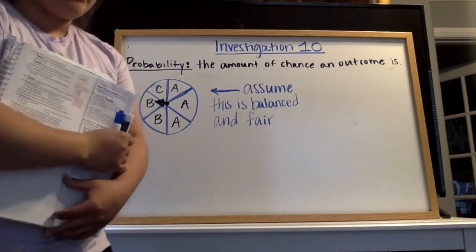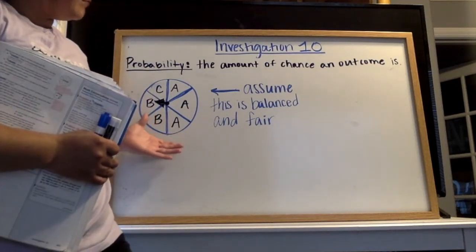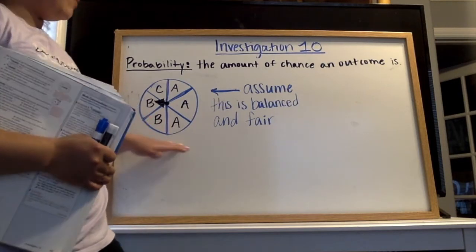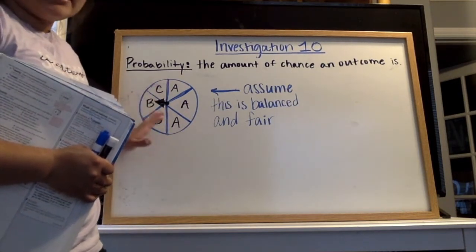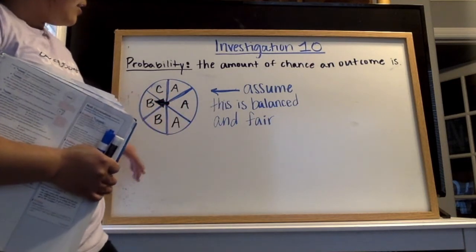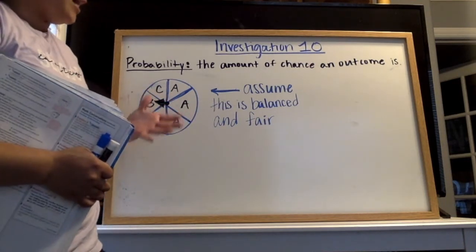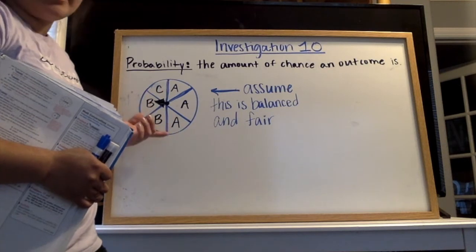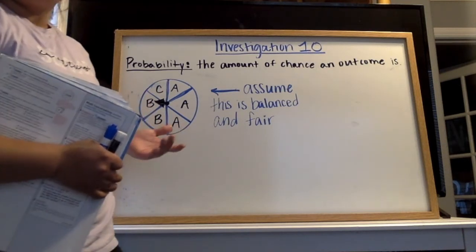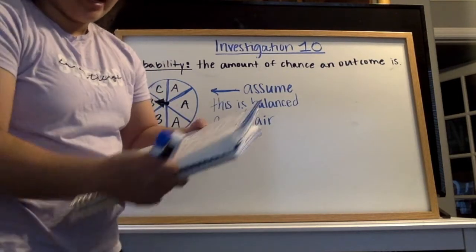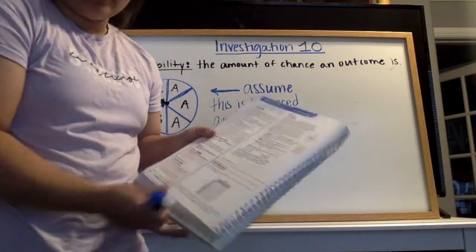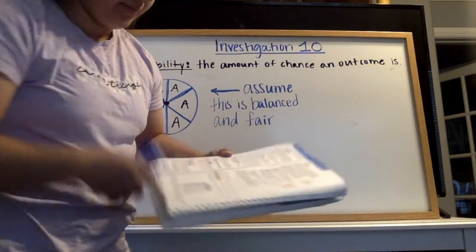So, for example, I have this spinner drawn here. If we assume that this spinner is balanced and fair, that all of these parts are equal, then we'll be able to figure out the chance of us spinning an A, the chance that we spin a B, and the chance that we spin a C. So, go ahead and look at page 636 on number 1.